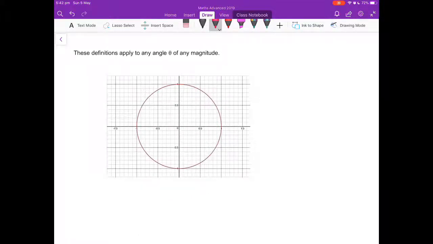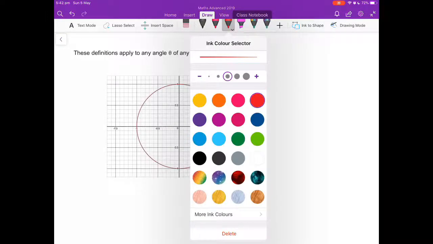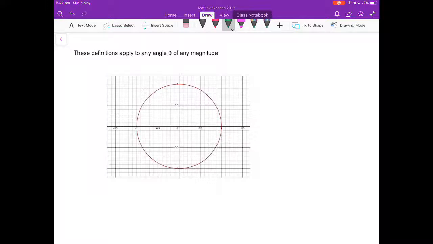So here we have a unit circle. We'll just change this colour, maybe use that dark green. Here we have our positive x-axis. And that's important to note because the positive x-axis is where all these angles are going to start from. It's where all the angles are going to start from.